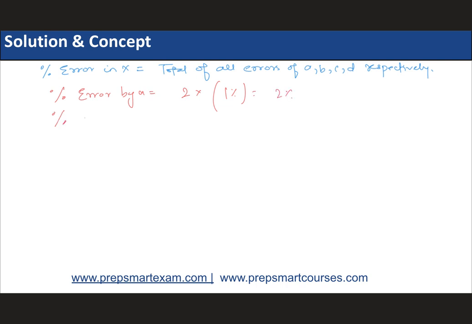Similarly, the percentage error by b. Again, you have to look at the power of b. The power of b is 3 and the error given for b individually is 2%. So the total becomes 6%. Percentage error by c.